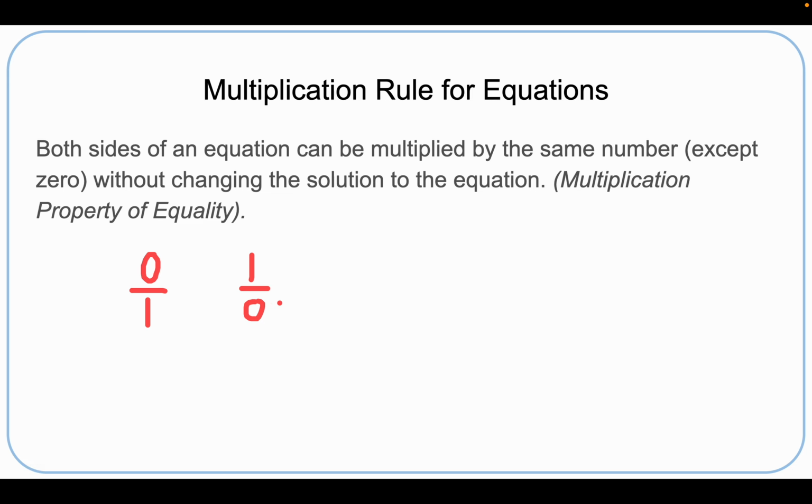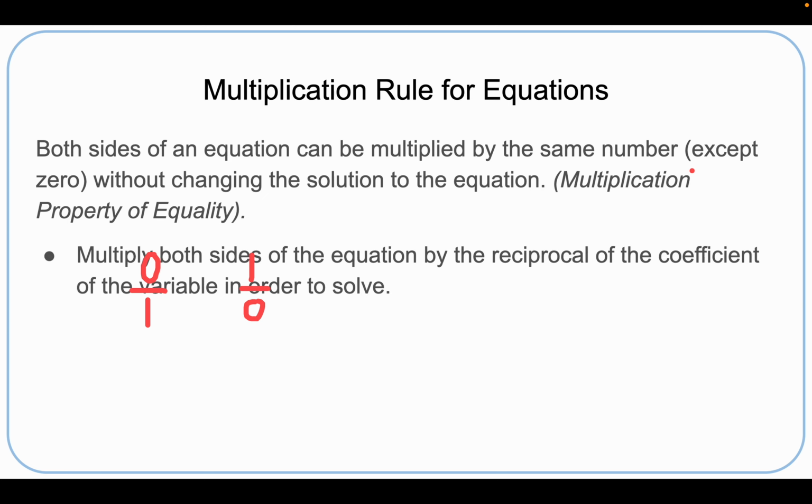That actually is not a number. We can't divide by 0. So that is why 0 does not have a reciprocal. So the point of that is that when we have equations, you can multiply by any number, just not 0, to keep that equation balanced.